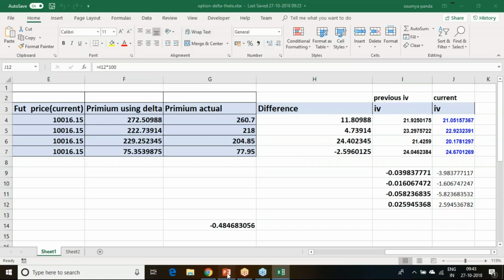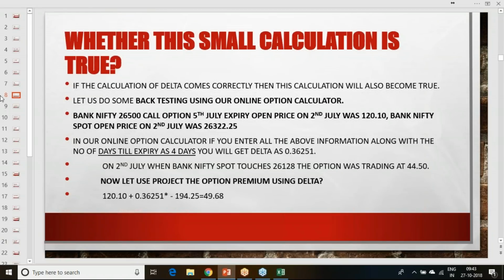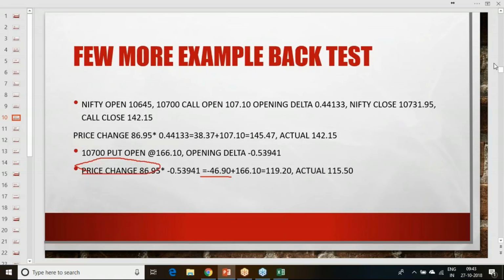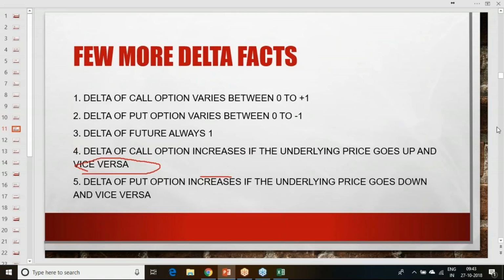Difference is because of what? Because we have projected the premium only with the delta and we have not taken the impact of theta and vega in the premium. So I need to make my delta dynamic. I need the vega and theta also. So for that, I need to understand what vega is first. So first I have to understand the vega part.